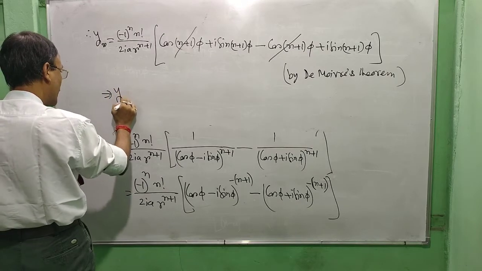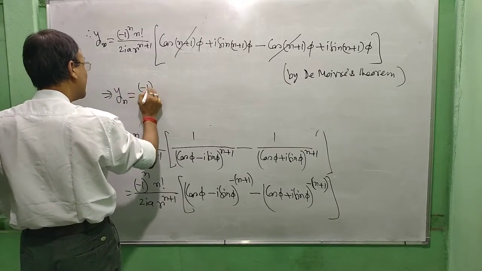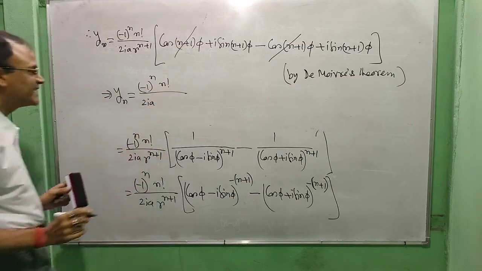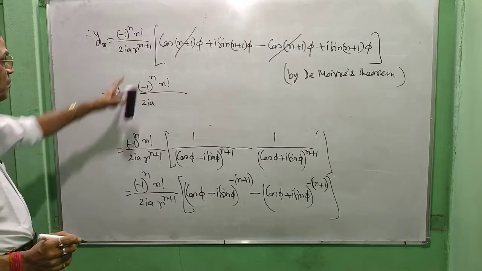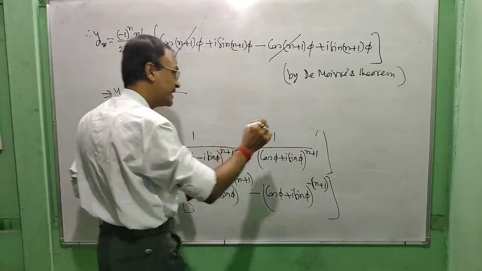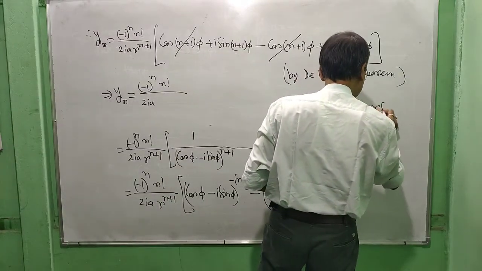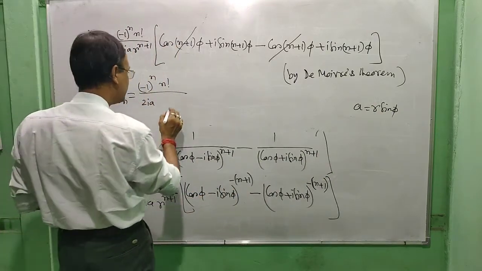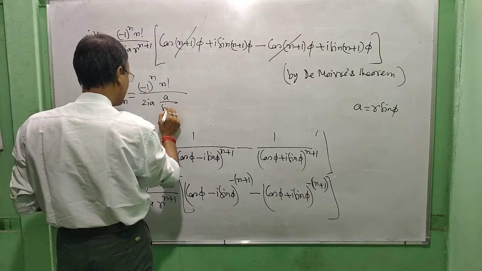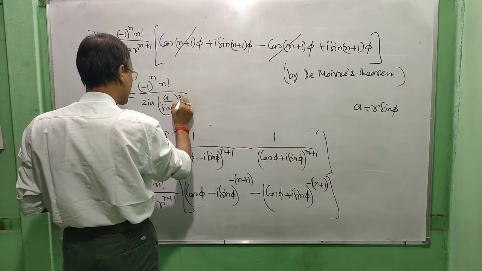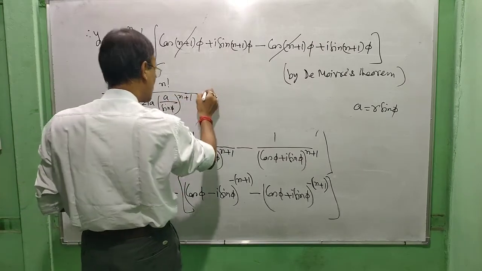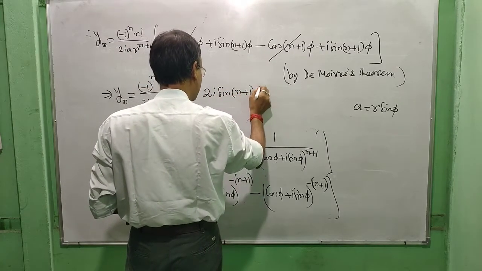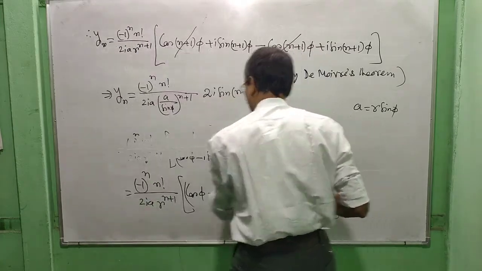Finally, you will get yn is equal to minus 1 whole to the power n factorial n divided by twice ia. For r, a equal to r sin phi, so for r you may write a by sin phi, whole to the power n plus 1, into twice i sin of n plus 1 phi.